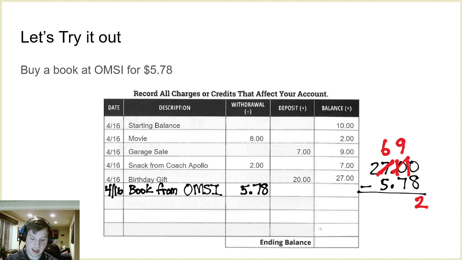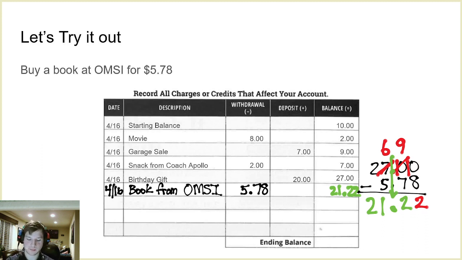Okay, next I have, let's grab a new color here. How about a nice green? I have 9 minus 7 is 2. That decimal comes straight down. 6 minus 5 is 1. 2 minus 0 is still 2. Which means that my current balance is $21.22.